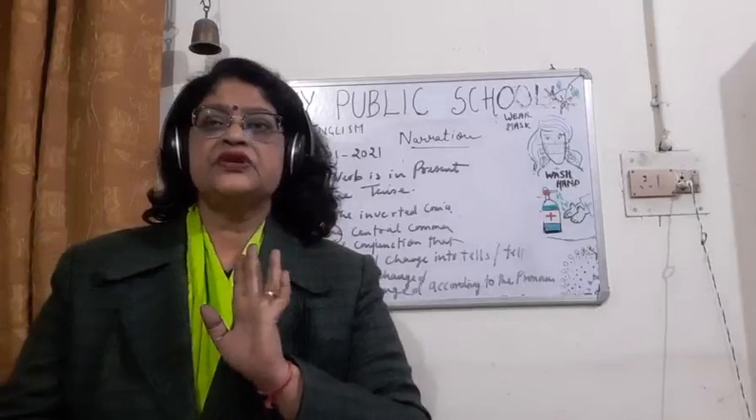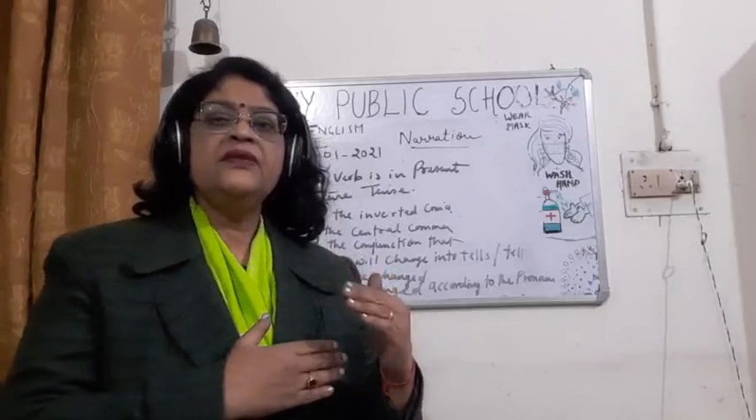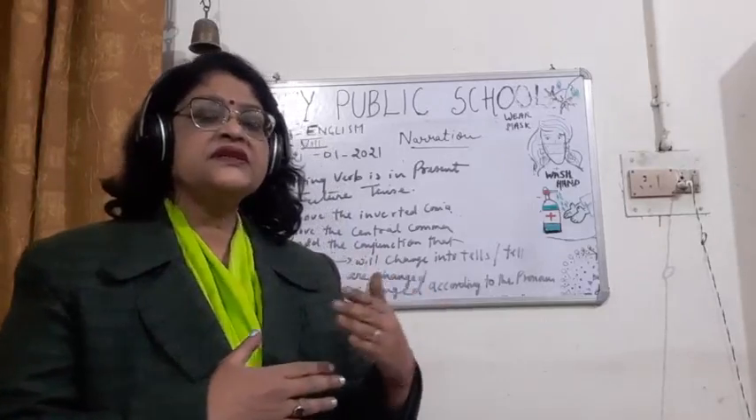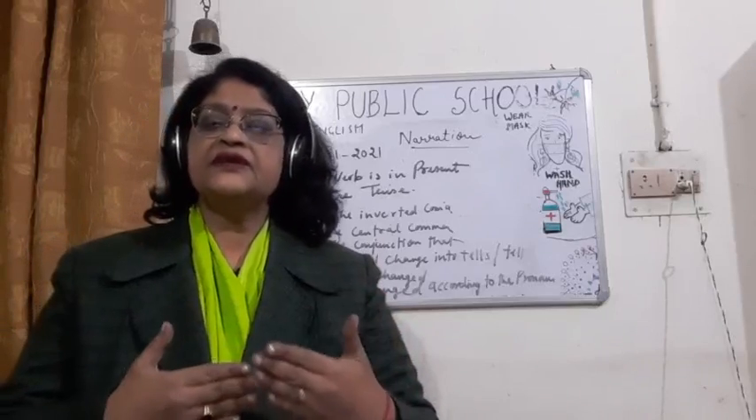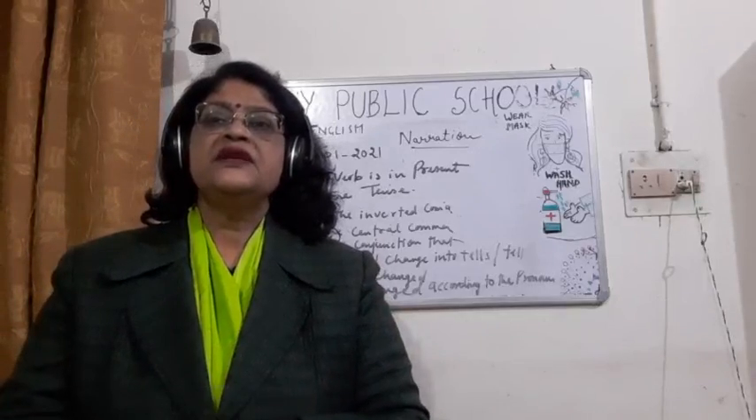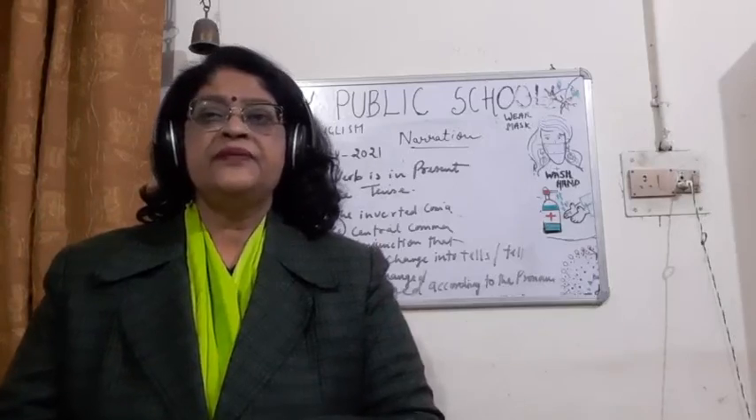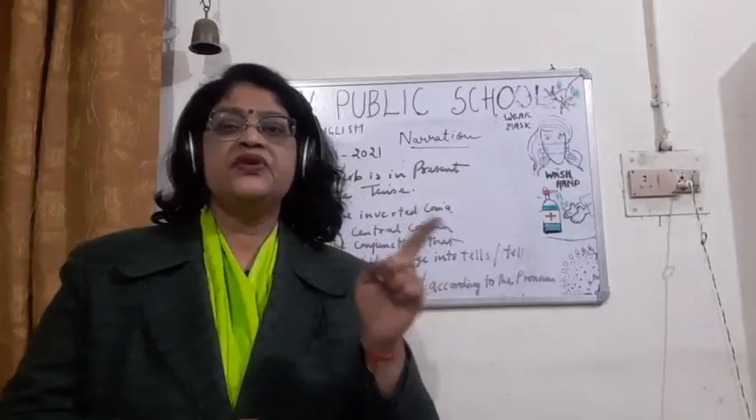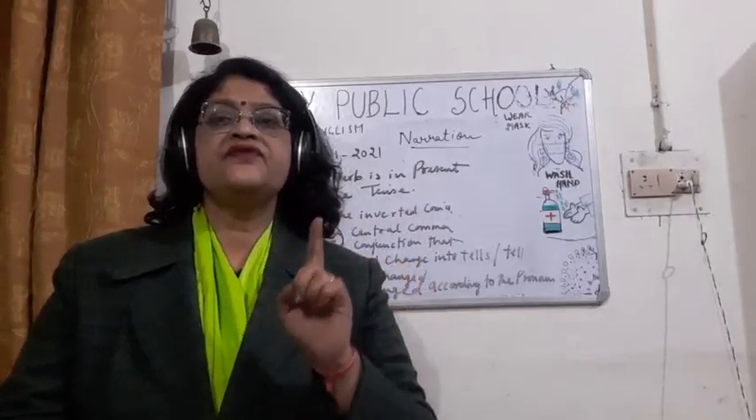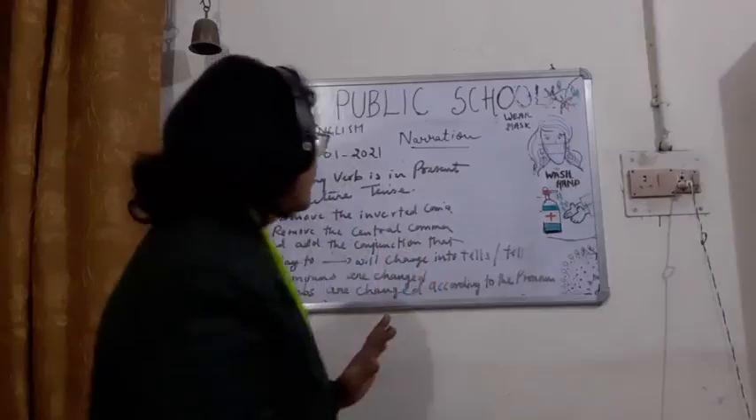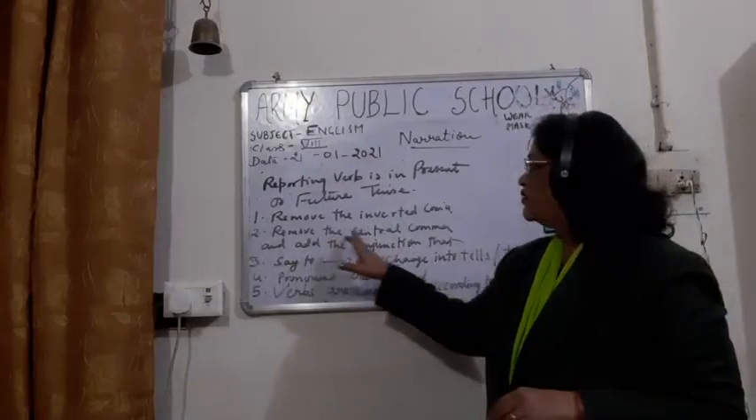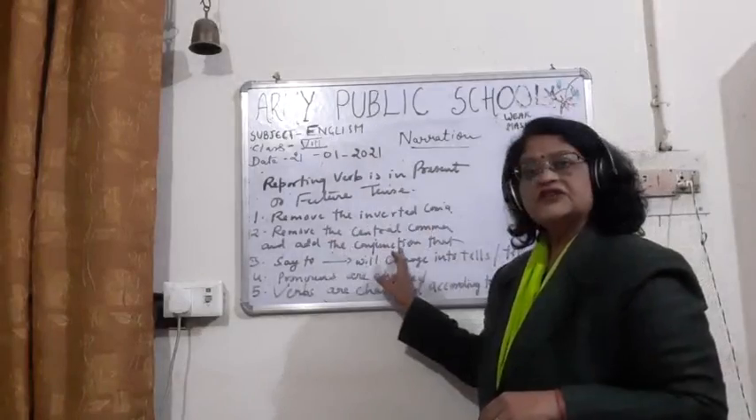Present or future. Now, in my yesterday's video, the things I could not complete, I will be telling you now. Children, if the reporting verb is in the past tense, then we have to add seven things. What are these? The five things will be the same. Remove the inverted commas, remove the comma, and add the conjunction that.